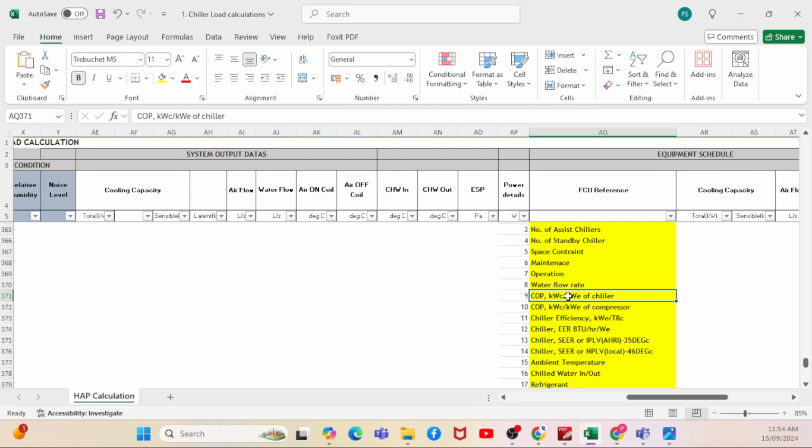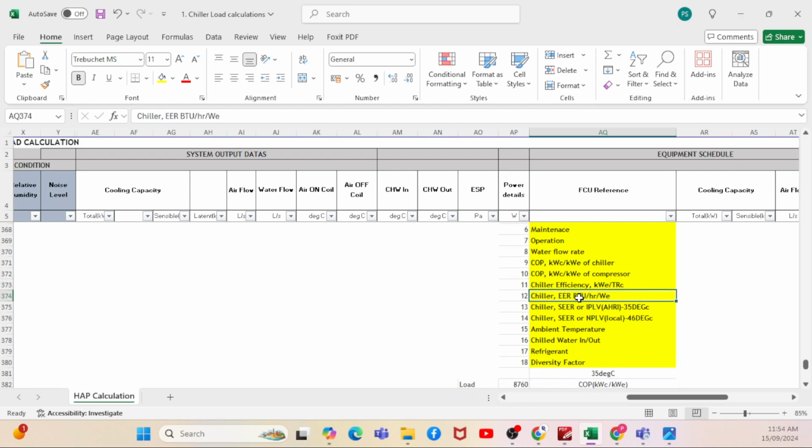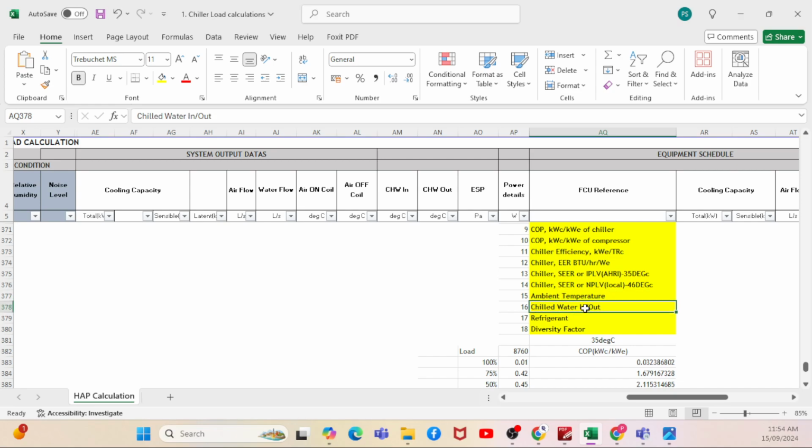Then you have to calculate the water flow rate, then the COP for the chiller, for the compressor, the chiller efficiency, EER, energy efficiency ratio, then the seasonal energy efficiency ratio, which is IPLV or NPLV, based on ambient condition. Then you have chilled water in and out.